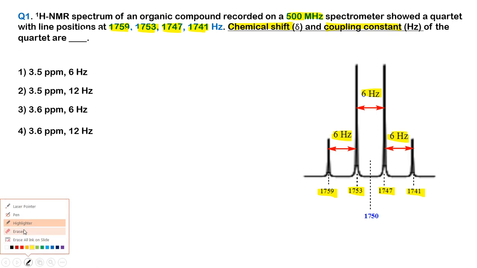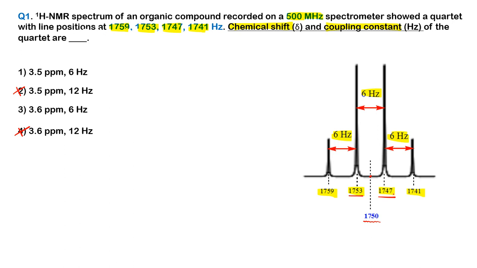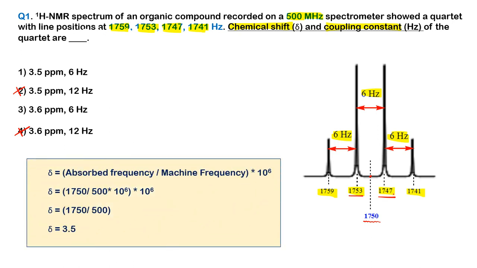So out of the four options that we have, the two options other than 6 hertz will be ruled out. In this case, the second option and the fourth option will be ruled out. Now we need to identify the chemical shift for this quartet. As we see, the quartet has a central point at 1750, exactly in between the two values 1753 and 1747. So we can easily calculate the chemical shift for this particular quartet.